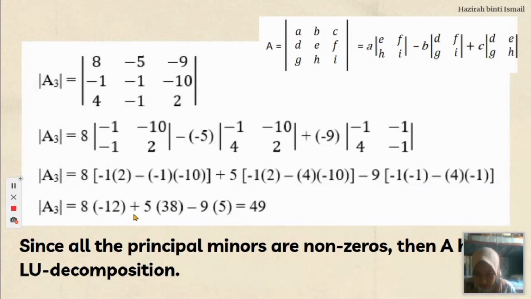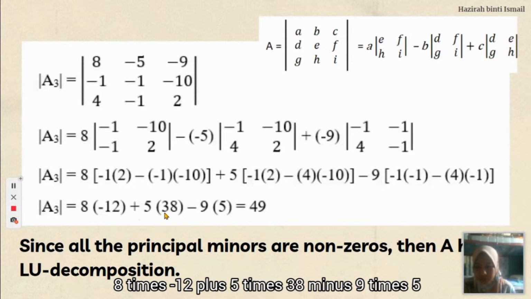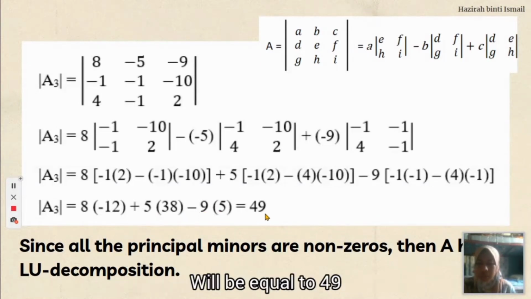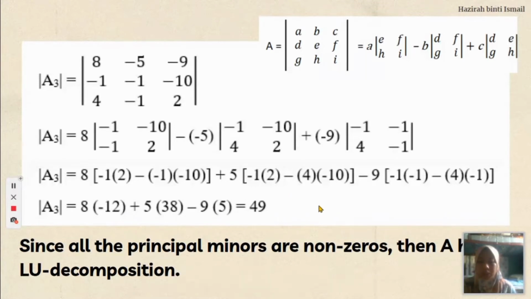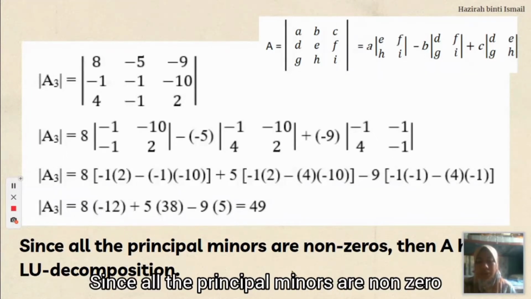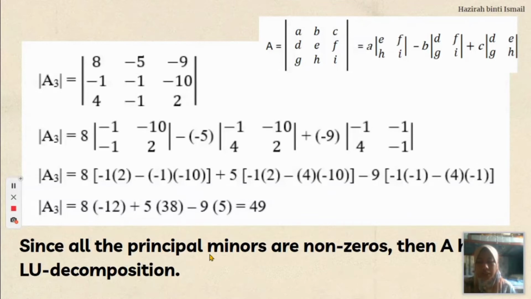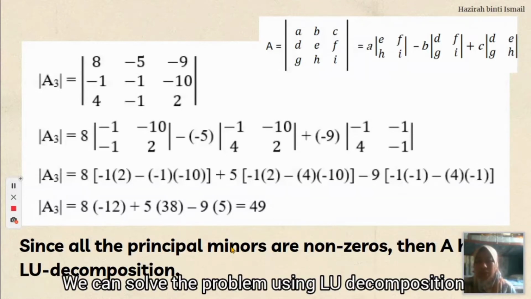Our third principal minor will be 8 times negative 12 plus 5 times 38 minus 9 times 5, which is equal to 49, and 49 is not equal to 0, so it is non-zero. So we can conclude that since all the principal minors are non-zero, A has an LU decomposition. Therefore, we can solve this problem using LU decomposition.